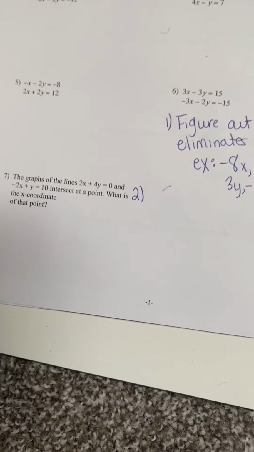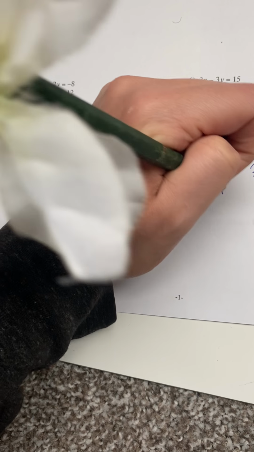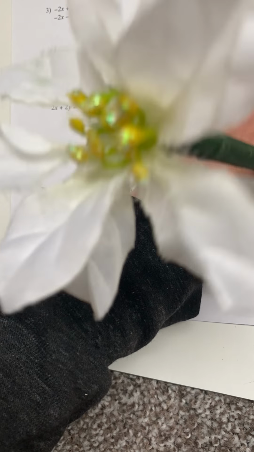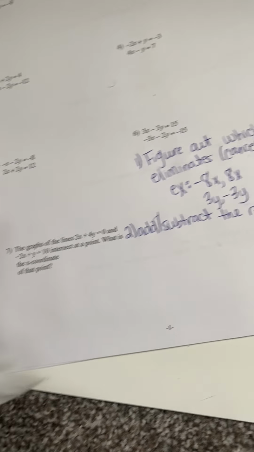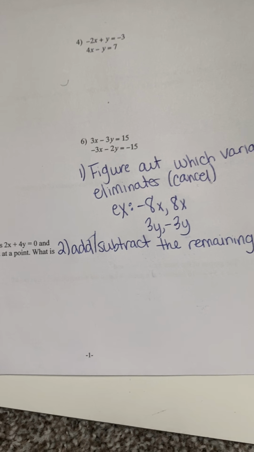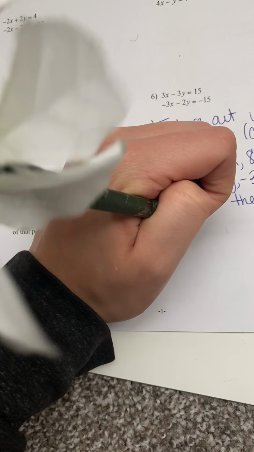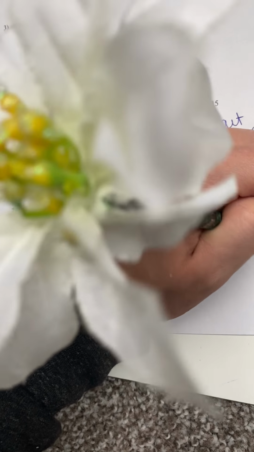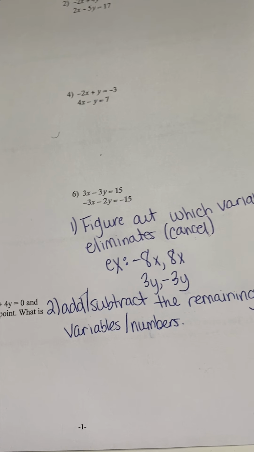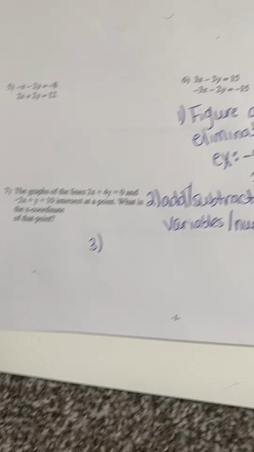Step two, we are going to add or subtract the remaining variables, and I know I'm left-handed, you can't see anything I'm doing, but I'm sorry. So remaining variables or numbers. And there are going to be both. So one of the variables is going to eliminate, and then we're going to add or subtract the remaining variables and numbers.